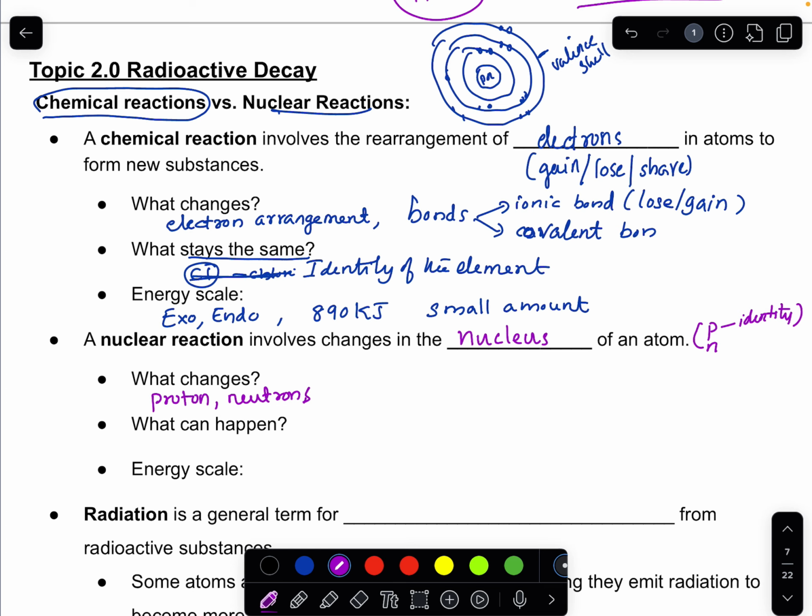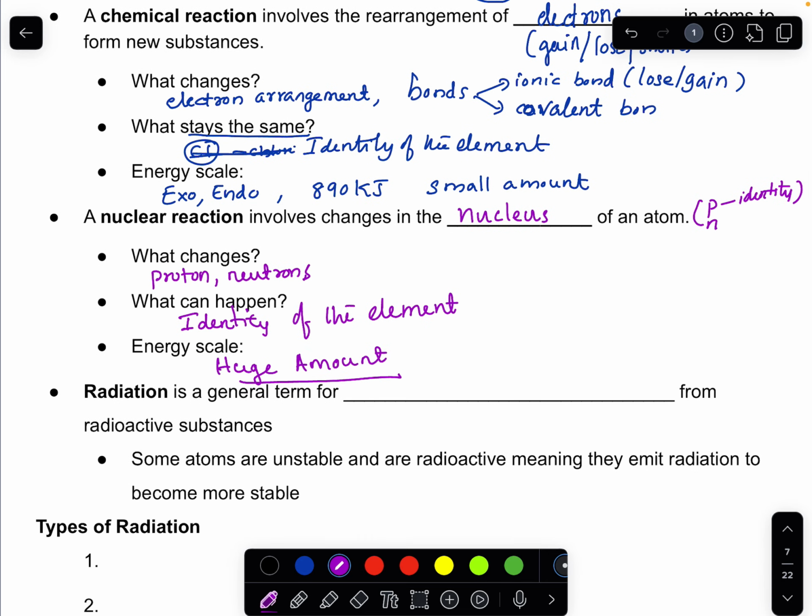What can happen? The identity of the element is changing, and the energy scale will be a huge amount. We know what the impacts of nuclear reactions are, right? It can burn a whole country, right? We have seen that earlier during the Second World War.